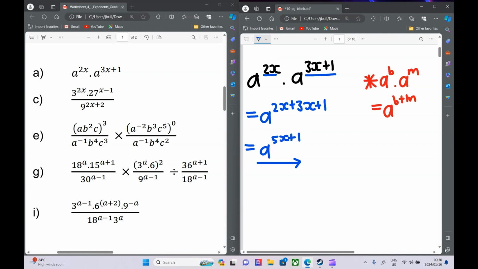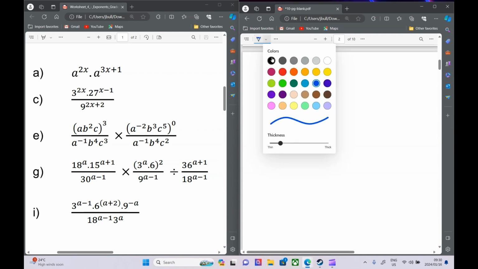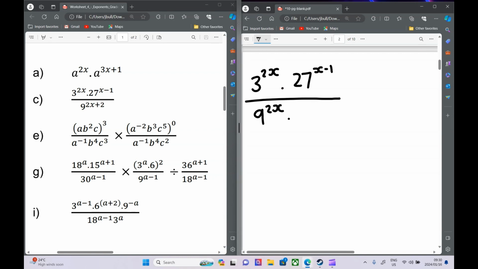If we then look at the next question, which is C, we have 3 to the 2x times 27 to the x minus 1, and we're dividing it by 9 to the 2x plus 2. It already is getting a lot more complicated because they're in a fraction in here, so what we have to do is just take it step by step.